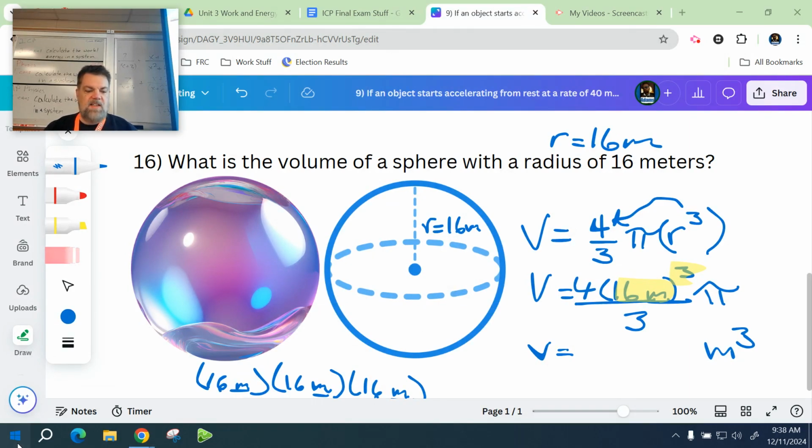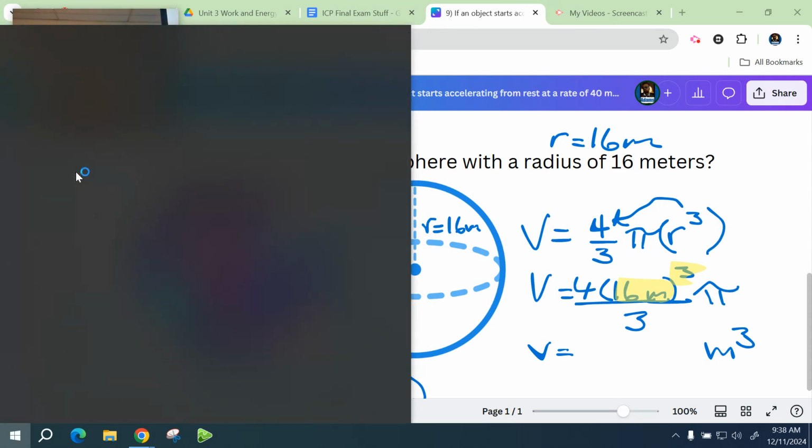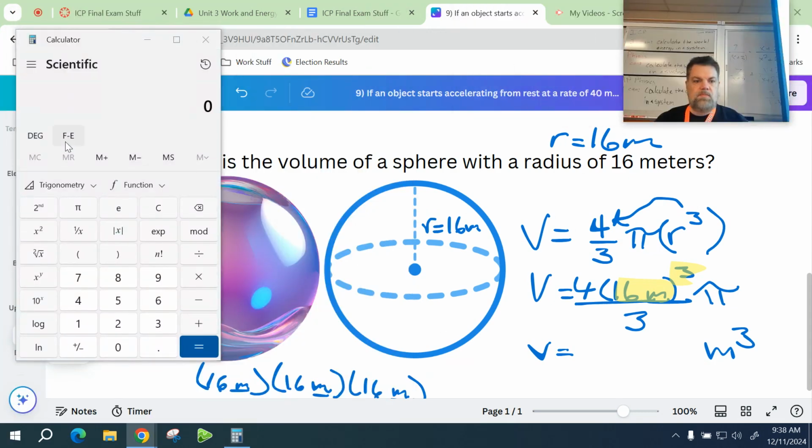So let me pull up my handy dandy calculator. So 16 times 16 times 16 is this really big number, right? But then I also have to multiply it by 4, so I'm going to multiply that by 4. Now it's a really, really big number, but then I got to divide it by 3. So when I divide that by 3, screwed up already.